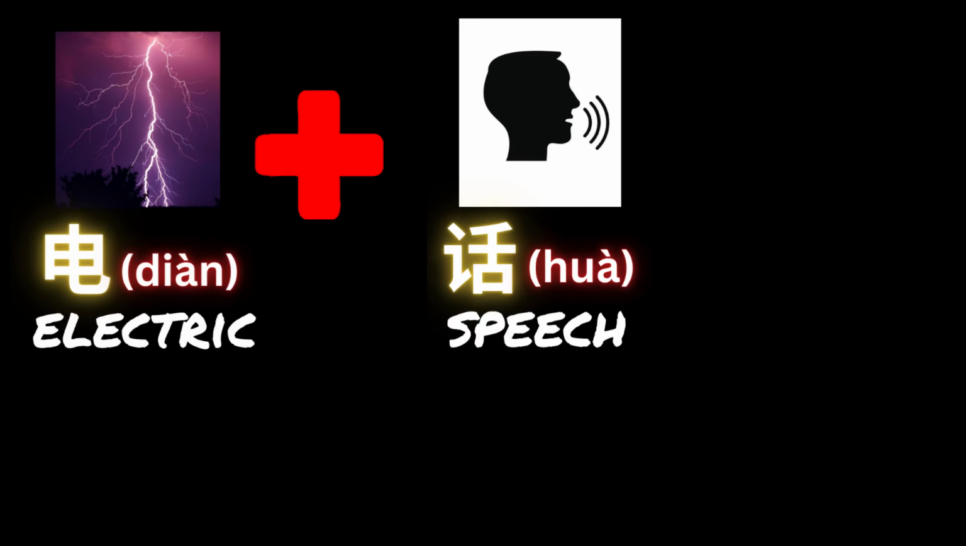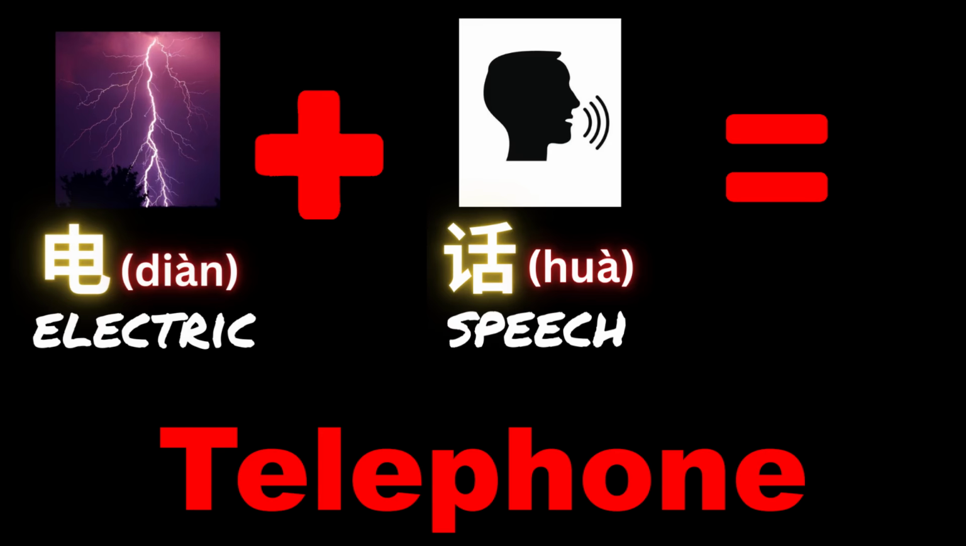After that one, I think you'll be able to get this one. It's kind of along the same lines. So again, we have that character dian, which means electric, and add hua, which means speech. So when you put those together, dian hua. So what do you think that would mean in English? Electric speech. If you said telephone, well, you are correct. Dian hua means telephone.